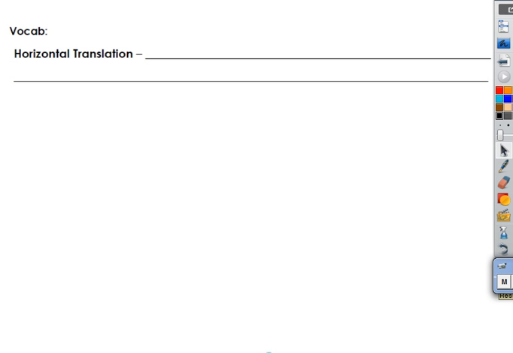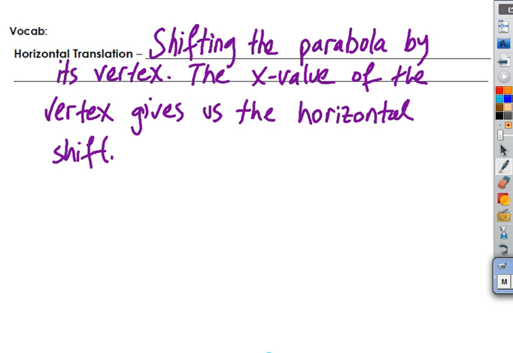The horizontal translation is shifting the parabola by its vertex. The x value of the vertex will tell us the amount of horizontal translation. Shifting the parabola by its vertex is called the horizontal translation. The x value of the vertex gives us the horizontal shift.